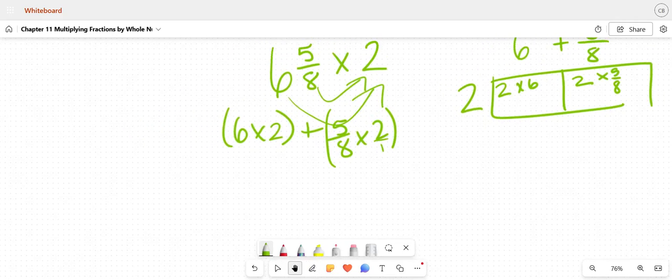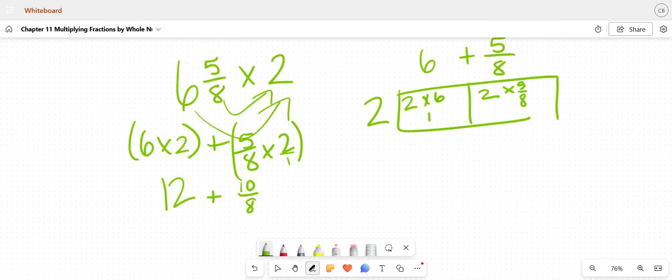Right. We're going to drop a 1 underneath our whole number. Let's do 6 times 2 is 12. So 5 times 2 is 10. 8 times 1 is 8. So here we're at this step. 2 times 6 is 12. Dropping that 1, 10, 8. So we're at the same spot here. So we still got to put those back together.